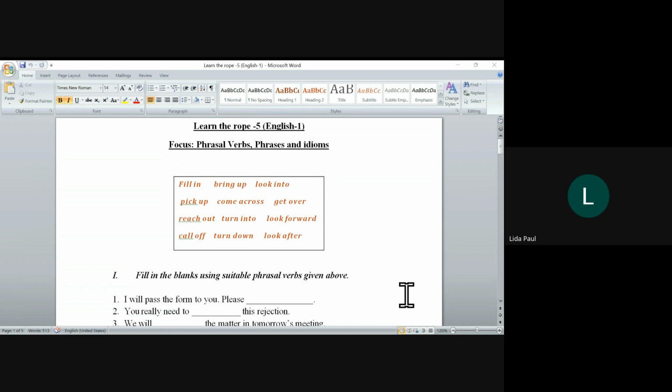Another meaning, this particular phrasal verb will have multiple meanings. So one meaning is collect or to remove or something. Collect is one meaning, remove is one meaning. Any other?